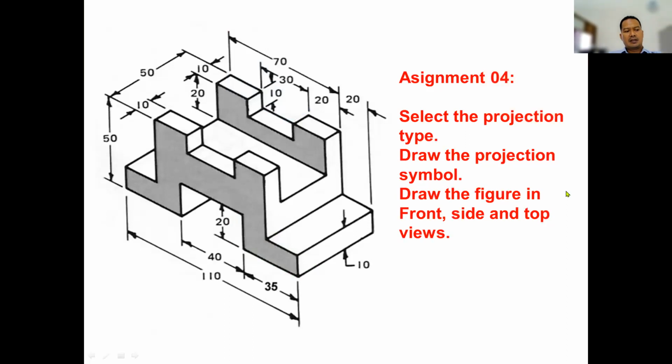Okay, this is the assignment 4. Select the projection type. So you have to select the projection type. We have 2 types of projection, first angle and third angle, and then draw the projection symbol, and then draw the figure in top, side, and front, side, and top views.